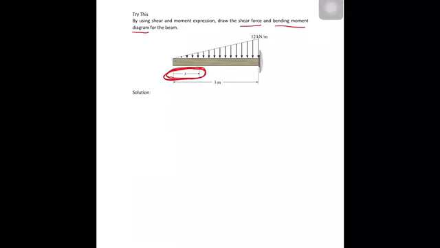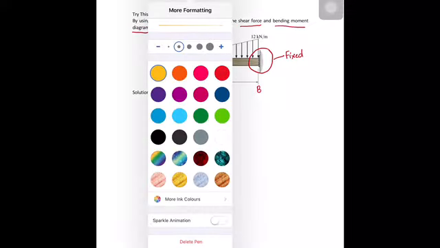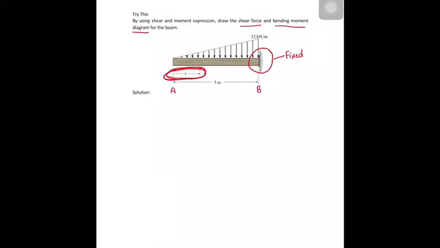Okay, so you name the segment. This is point A and this is point B. And at B you have a support, which is a fixed support. So fixed support, you have three unknowns. You have By, Bx, and also a moment. How do I know the direction?